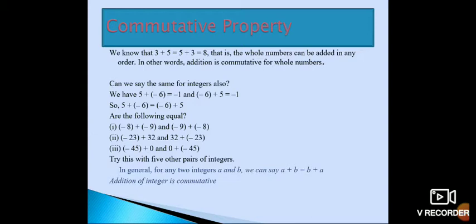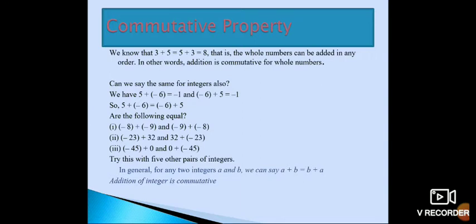Next one, commutative property. We know that 3 plus 5 is equal to 5 plus 3, which is equal to 8. That is, whole numbers can be added in any order and the result is a whole number. In other words, addition is commutative for whole numbers. Similarly, we can test for integers.